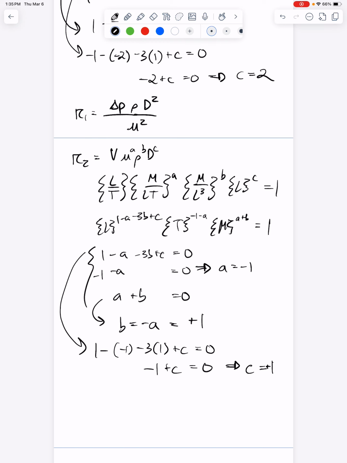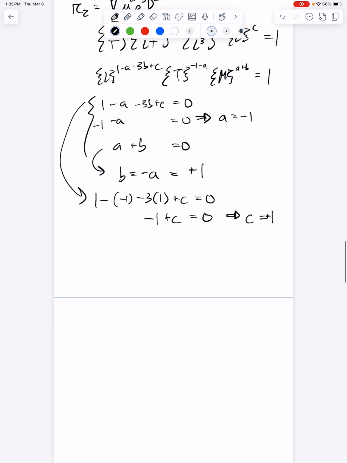Let's put together the second pi group, pi group 2. We have velocity, that's what we're interested in, times mu to the power of a, which is negative 1, so mu is in the denominator, times rho to the power of b, positive 1, times d to the power of c, plus 1. So as a result, we reobtain the Reynolds number, which is probably the most known pi group from fluid mechanics.